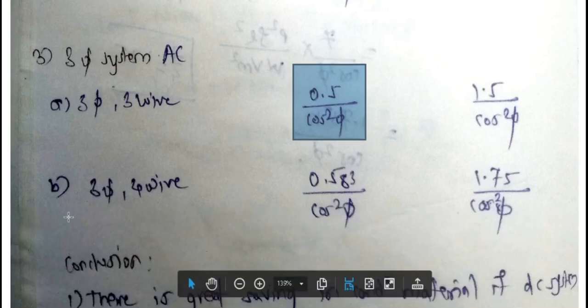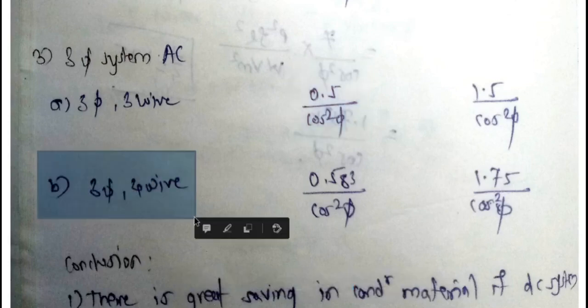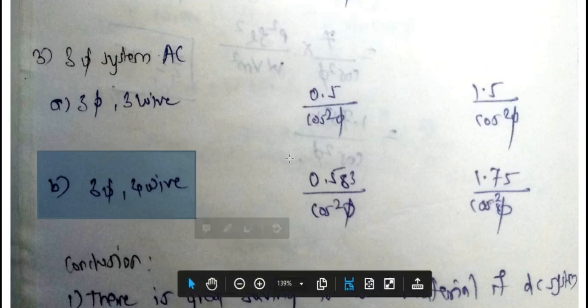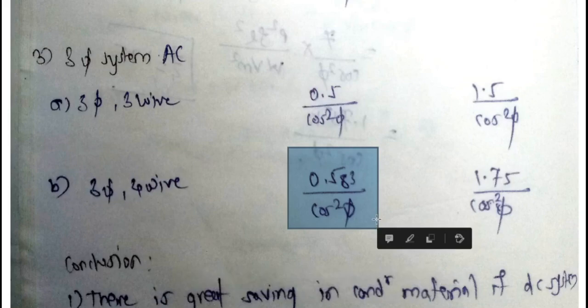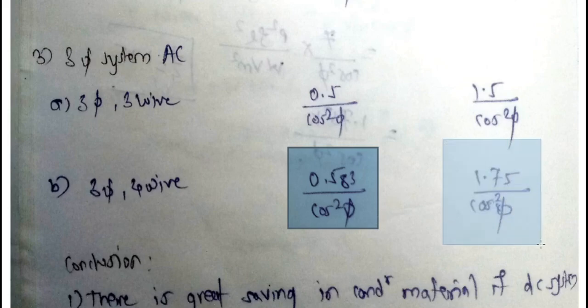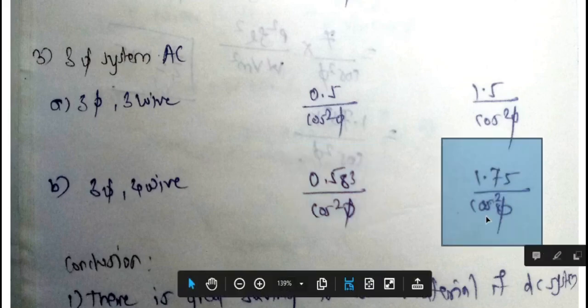Next, we are interested to find out the volume of conductor material required for the three phase 4 wire system. Here, for the overhead transmission line, we will get the expression as 0.583 divided by cos square phi. For the underground system, we will get the value of 1.75 divided by cos square phi.